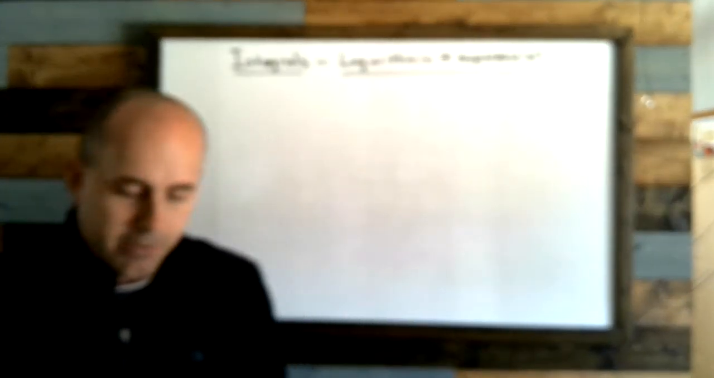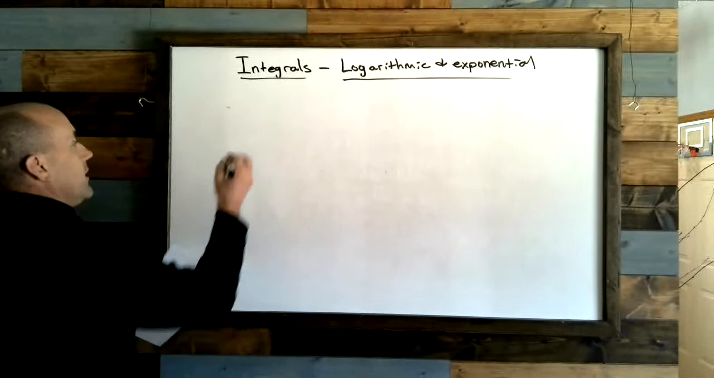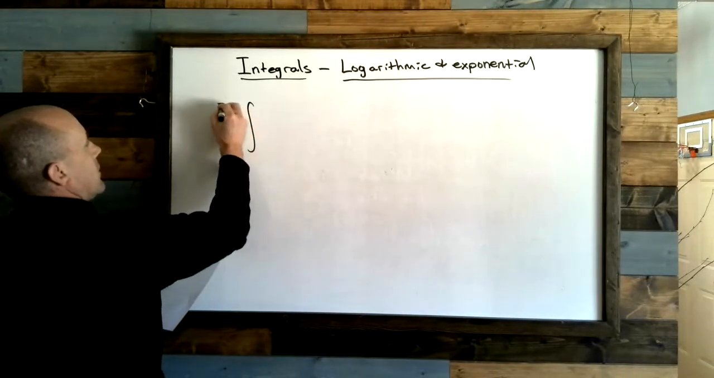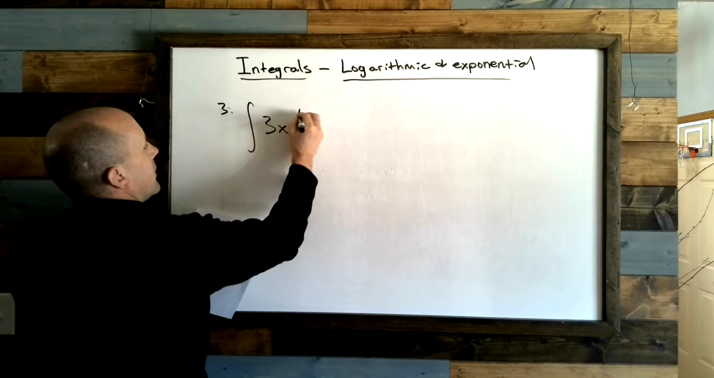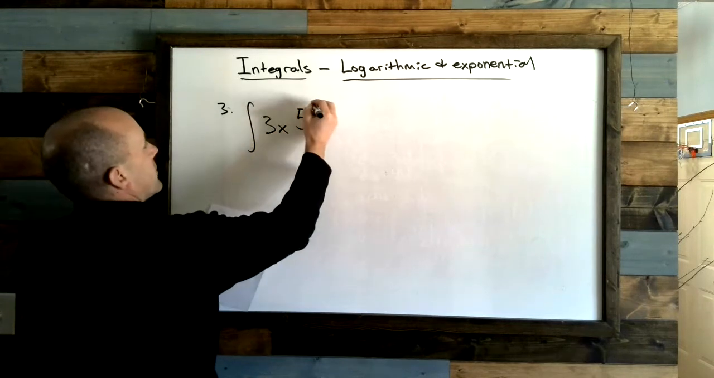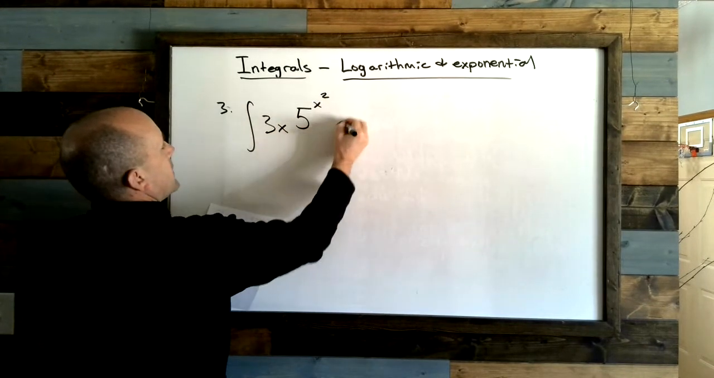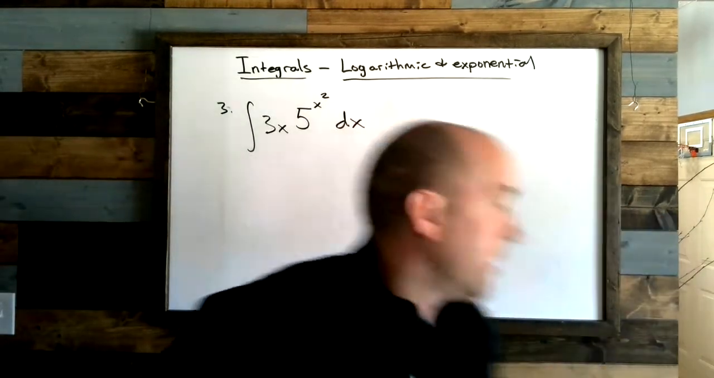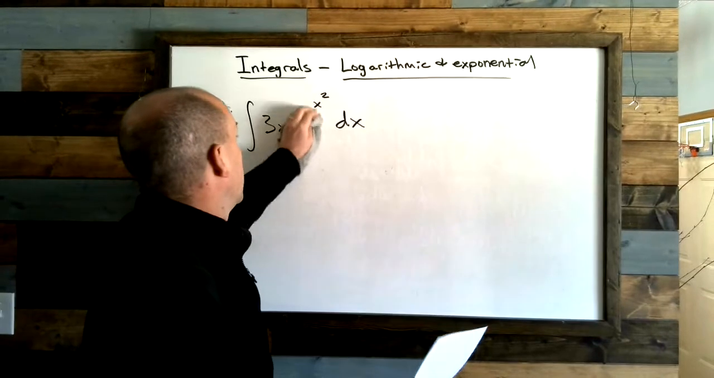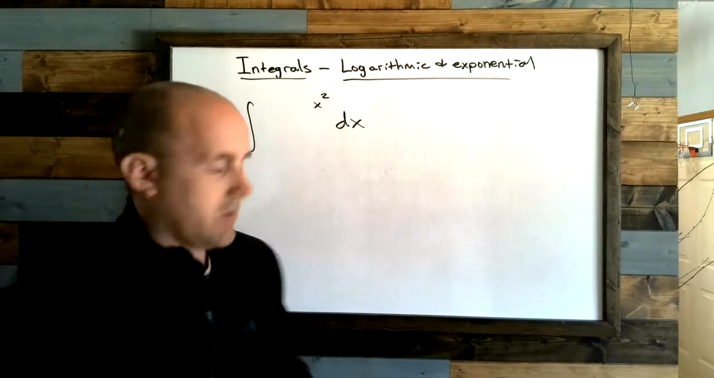My third example, this one should be right up your alley. The integral of 3x times 5 to the x squared dx. I'm sorry, we're going to skip that one. I don't like that problem. Didn't mean to write that down.